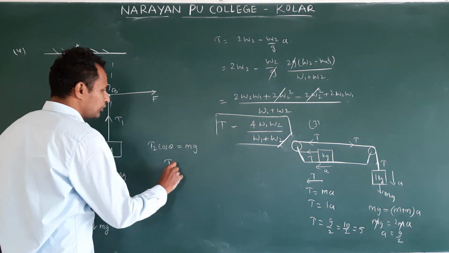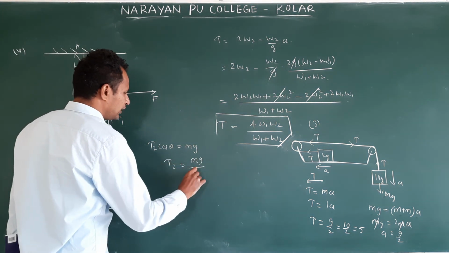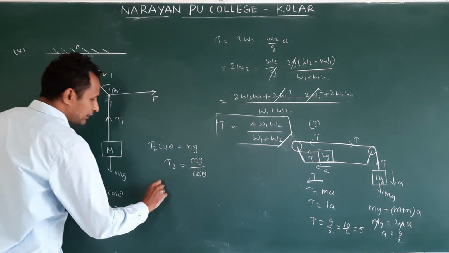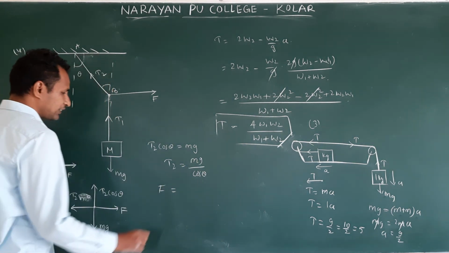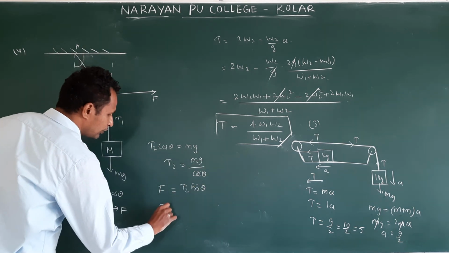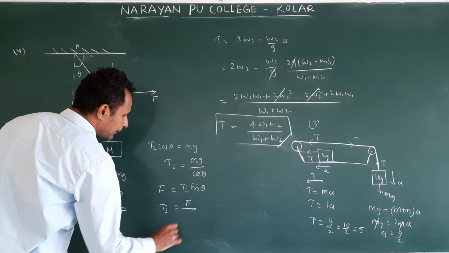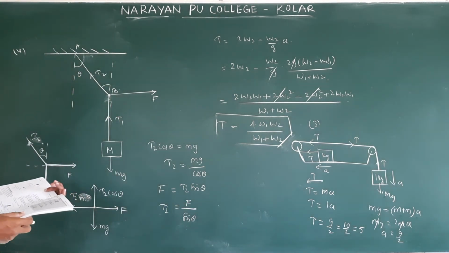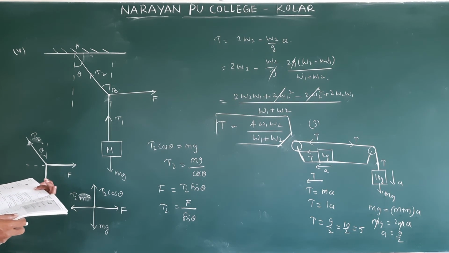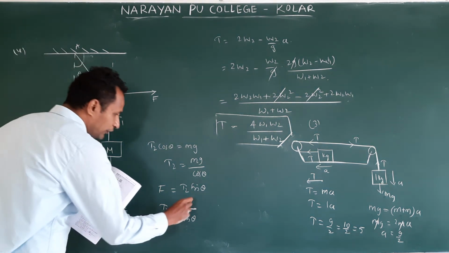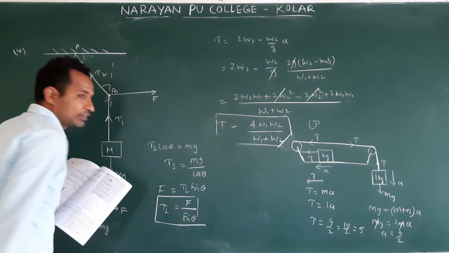So from this, T2 is equal to, how do you write? mg by cos theta. If we take the horizontal axis, the forces along the horizontal axis, F is equal to T2 sin theta. Then T2 is equal to F by sin theta. Check these options. We have F sin theta, F by sin theta, F cos theta, F by cos theta. Okay, this option is correct. Clear.